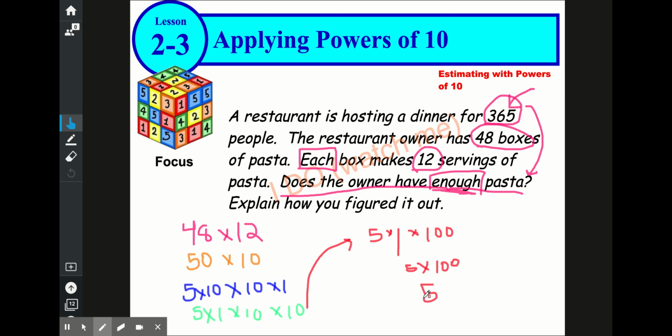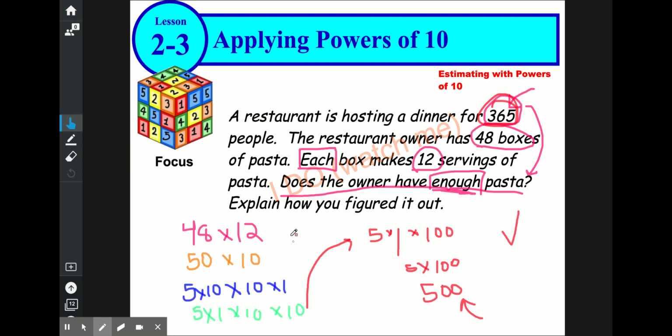And our final answer is we have 500. That's the estimation, is 500. So roughly we're going to have about 500 servings of pasta using 48 boxes that make 12 servings each. Are we going to have enough? Yes, we will have enough pasta.